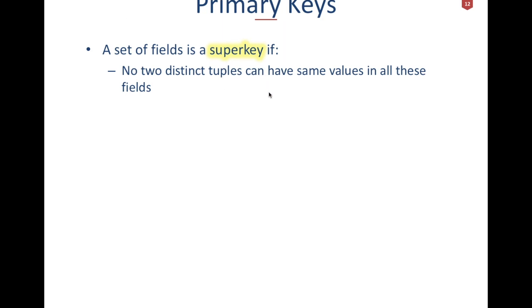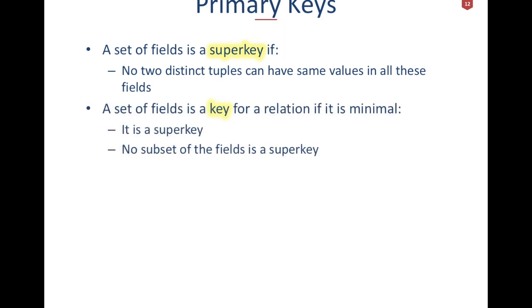So a super key is where these keys are unique. These are the unique keys per tuple, like a primary key, but this can be a set of fields. That's a super key, more than one key. A set of fields is a key for a relation if it's minimal. So we will always try to find the minimal unique key. This minimal unique key will be called the primary key, which is a subset of the super key.